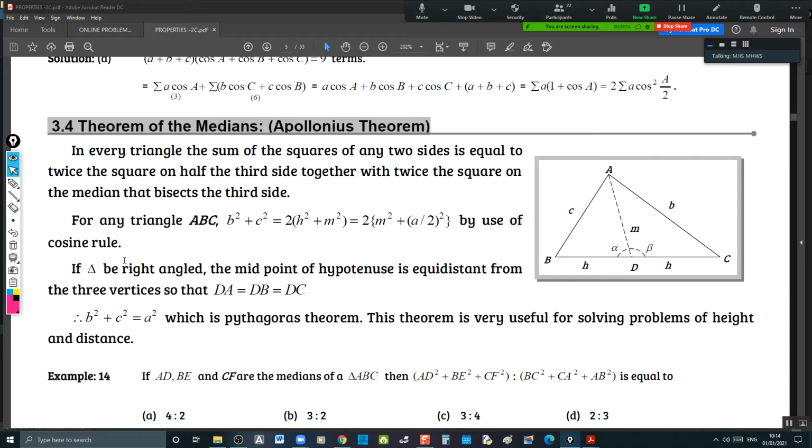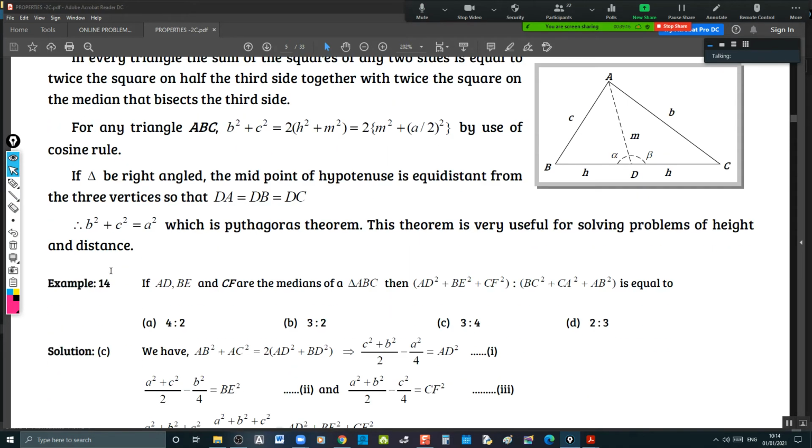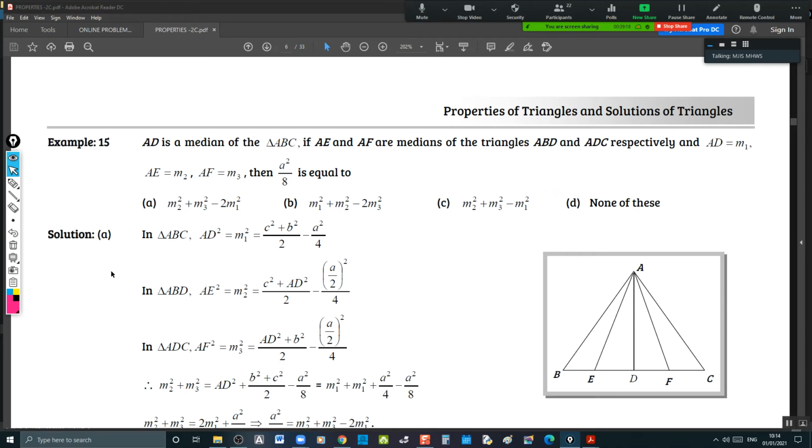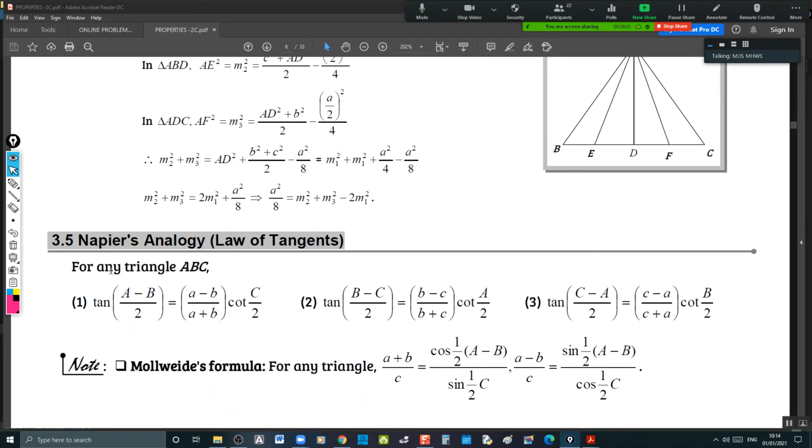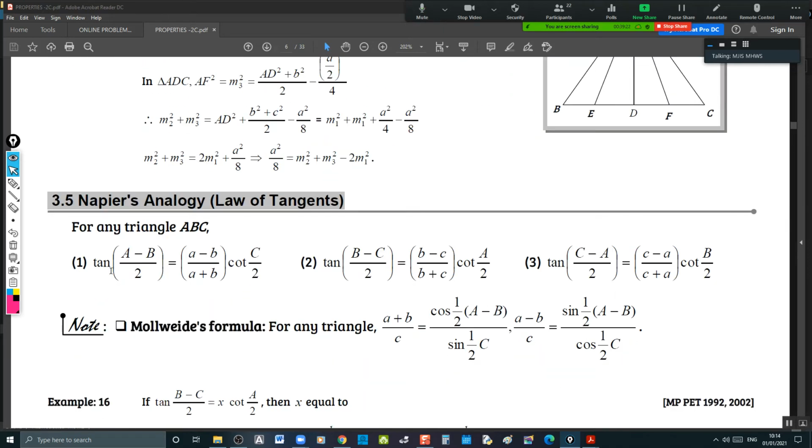Okay, next. Napier's analogy or tangent rule. Simply we call it the tangent rule. So far we have seen sine rule, cosine rule, projection rule, and tangent rule. The tangent rule is tan of (A minus B) by 2 is equal to (a minus b) by (a plus b) into cot C by 2. And it can also be understood easily.